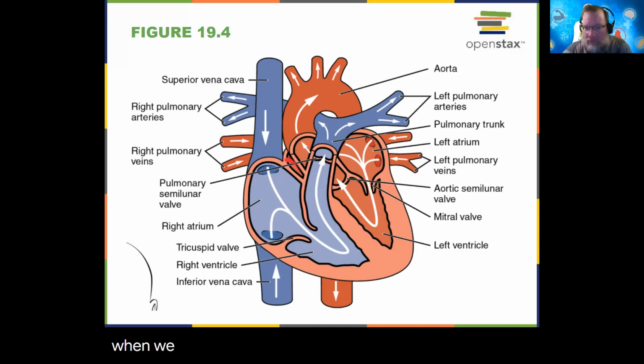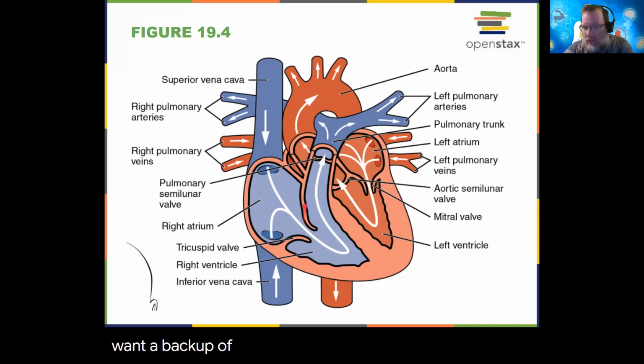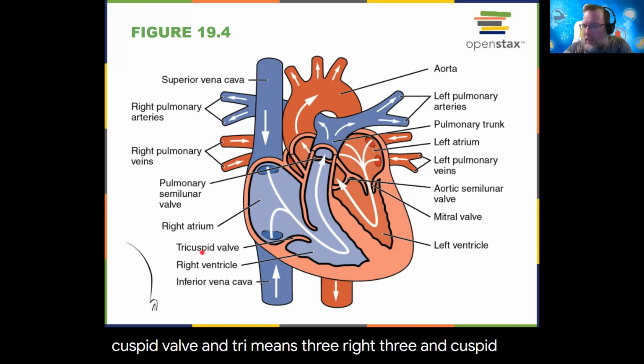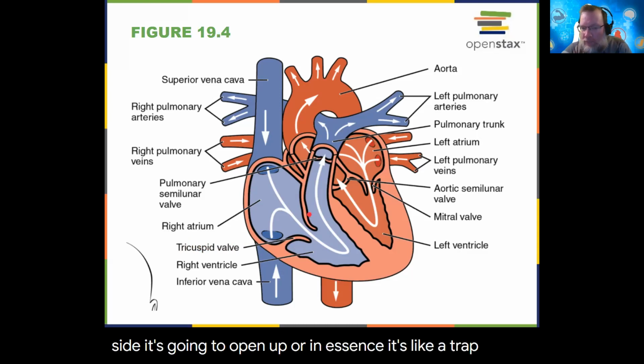So when we have this blood in the right side of the heart, the right atrium, we need to keep the blood moving. So we don't want a backup of blood. So as soon as blood leaves the right atrium, it's going to pass through this valve called the tricuspid valve. And tri means three, right? Three, and cuspid means cusp. And a cusp is kind of like a flap. So it's kind of like a three-flapped valve, a tricuspid valve, and it's on the right side. It's going to open up, in essence, like a trap door. So the trap door opens.